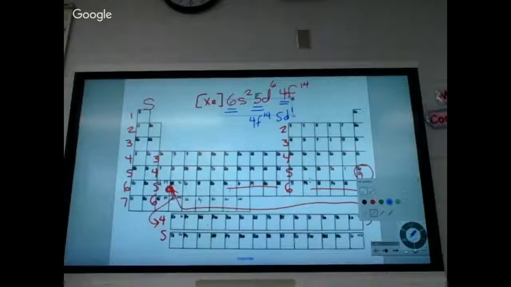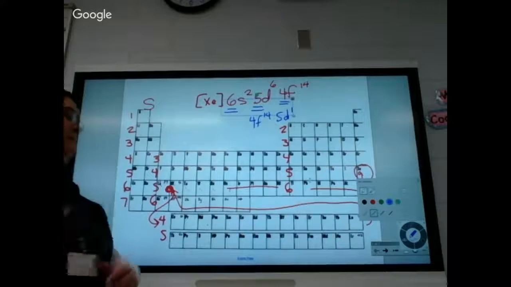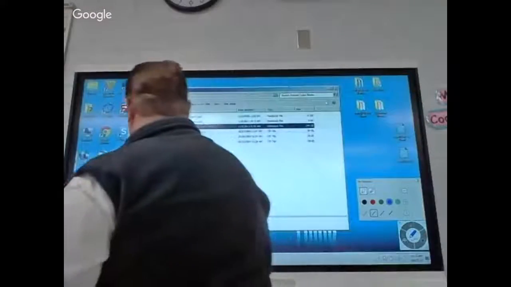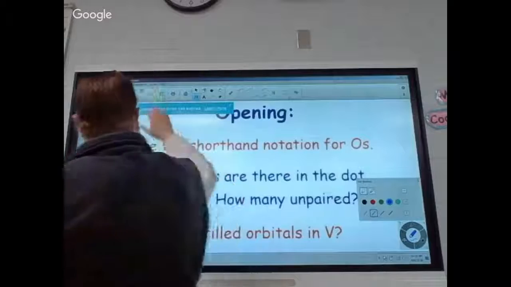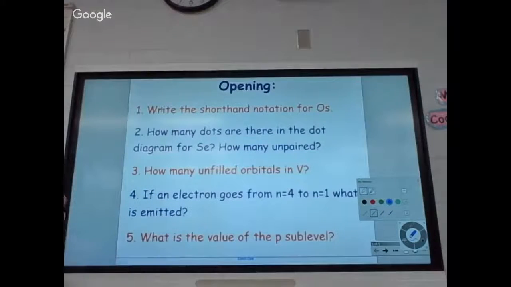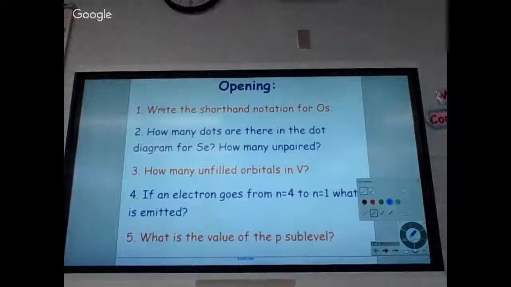All right, questions? Any questions about that one? No. Okay, so if we look at number 2, how many dots are there in the dot diagram for Se? Se has how many dots?